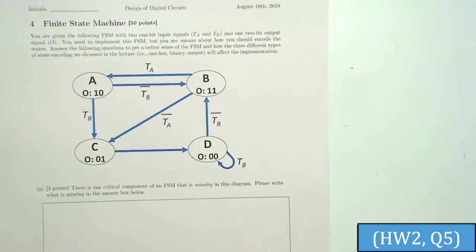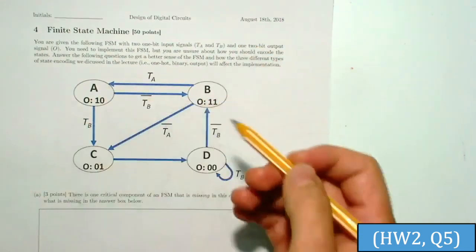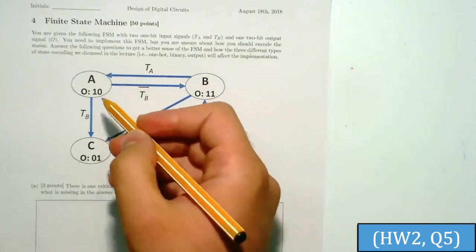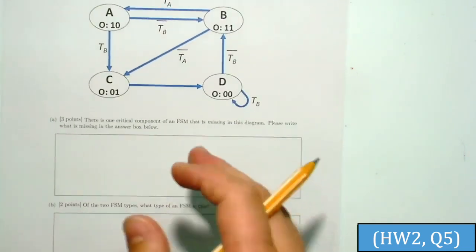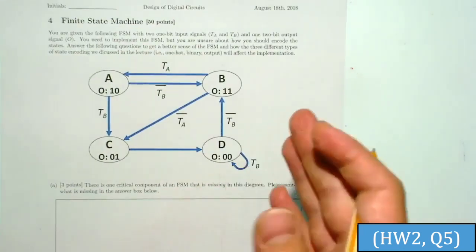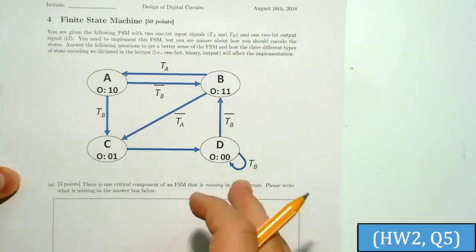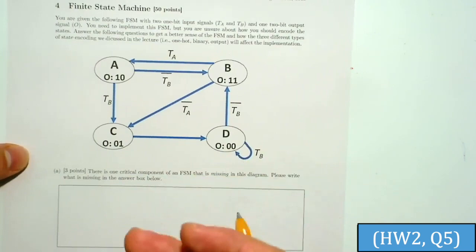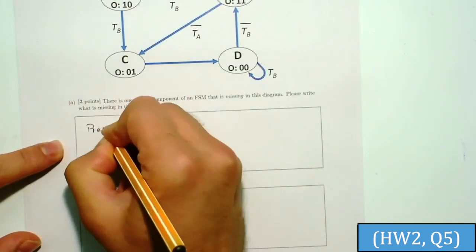So you can see it, right? Okay. For the question, we have states, and for the states, we also have the output, and TA and TB are inputs. The question asks, there's a critical component missing in the FSM, and what is this missing component? If you look closely at that FSM, you'll see that there is no reset line. We need to have that in order to have a deterministic behavior in that FSM. So we'll say that we don't have the reset line.